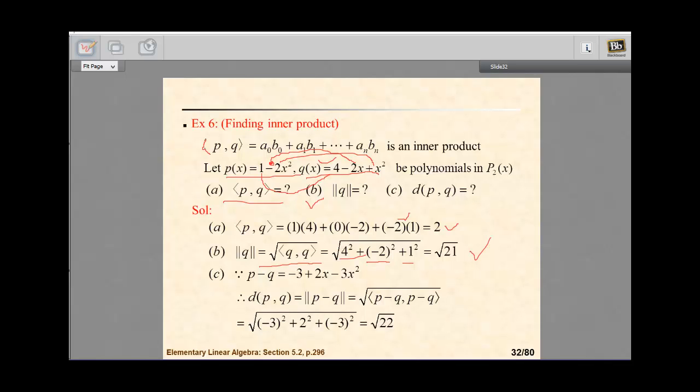And find the distance. First of all, the distance formula is the norm of P minus Q. This is the formula of distance. So first of all find P minus Q. What is P minus Q? Just subtract this. When you subtract, that will be equal to minus 3 plus 2x minus 3x squared. Now for P minus Q, just put the values, minus 3 squared plus 2 squared minus 3 squared, that will be equal to the square root of 22. In this way we can find the distance.